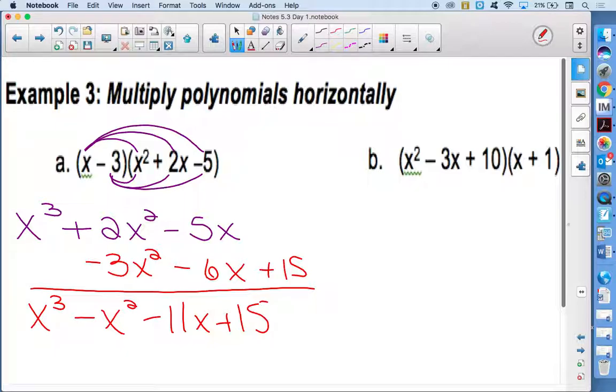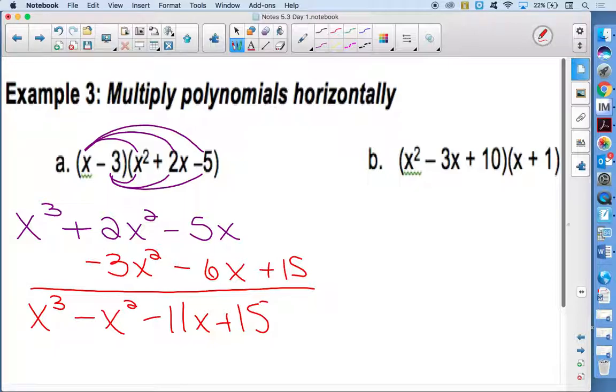Any questions with that? So if you look at letter B, it's set up in the opposite way, where you have x cubed minus 3x squared plus 10, and then x plus 1. You could start with the front, and it would be a 3-step process of multiplying. You distribute the x squared through, you distribute the negative 3x, you distribute the 10.